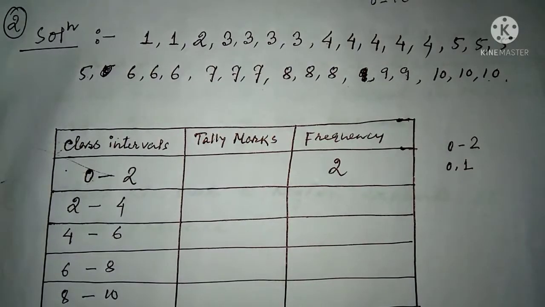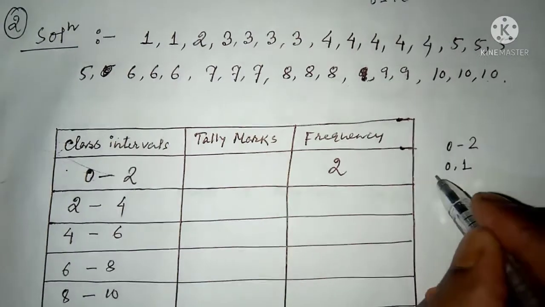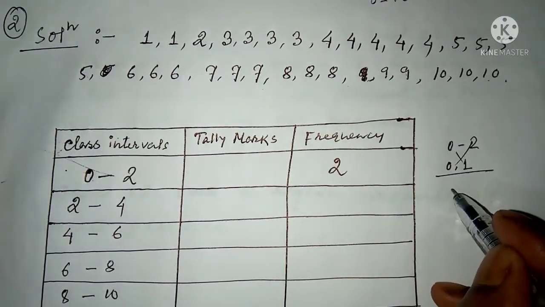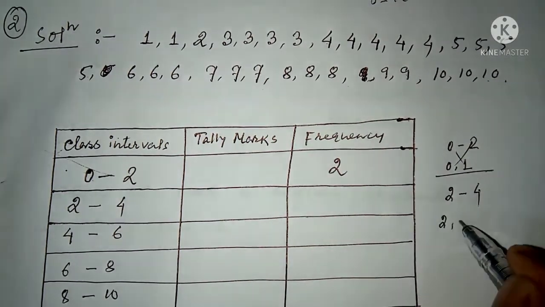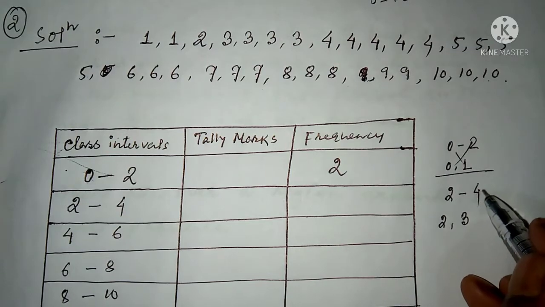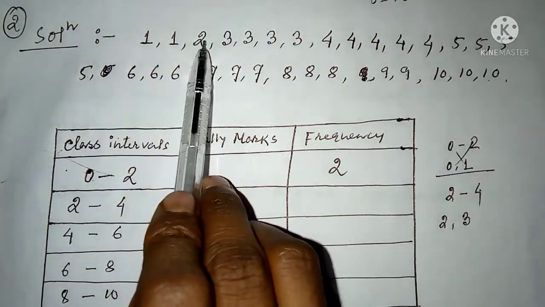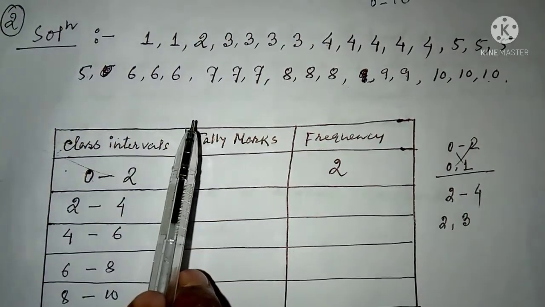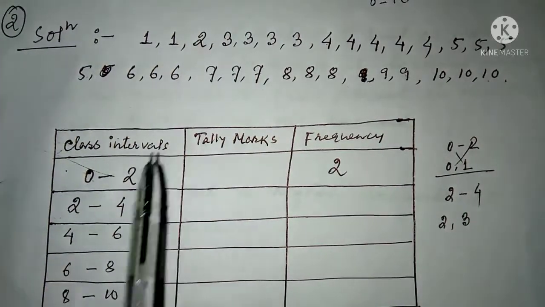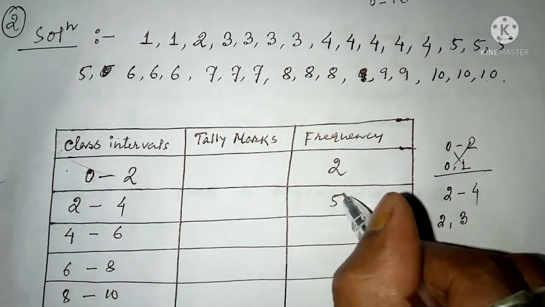Now the next is 2 to 4. When I write 2 to 4, I can write here 2 and 3 only, because 4 must be excluded. Now see, how many times are 2 and 3 together repeated here? This is 2 and these are the 3's: 1, 2, 3, 4, 5. It is repeated 5 times. So for 2 to 4, our frequency will be 5.